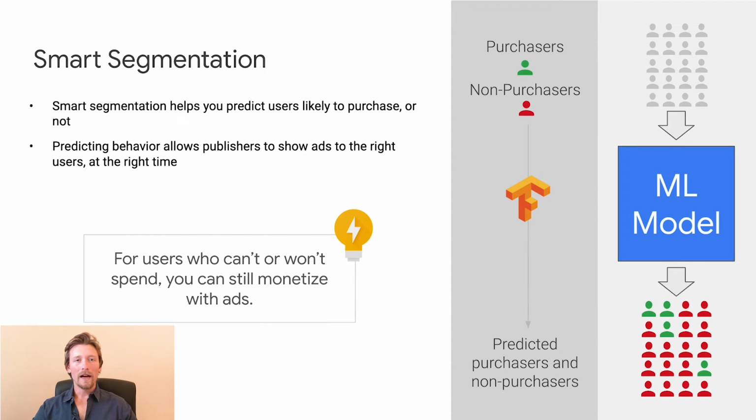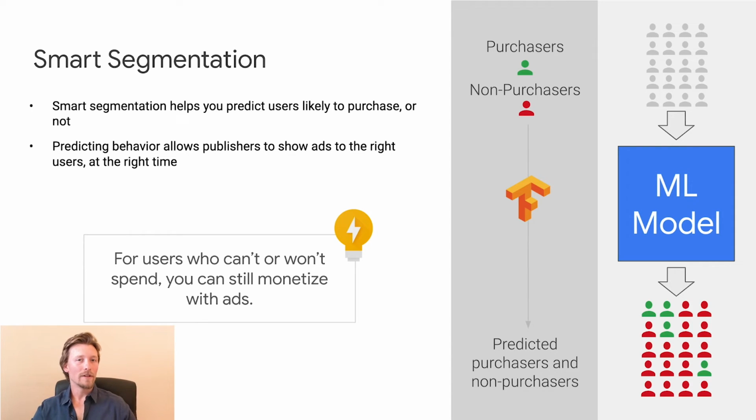Now, before we wrap up, I'd like to talk about something that's not actually a format, but is what I would like to think of as the evolution of the right ad experience at the right time. Smart segmentation. Smart segmentation is a product that allows you to predict users likely to purchase or not purchase, or subscribe or not subscribe, depending on your app, within the context of your app. So how does it work? Smart segmentation runs a TensorFlow-based machine learning model to classify the users of your app. You can use smart segmentation in your app and then ask for every user, is this user likely to subscribe or purchase in my app?